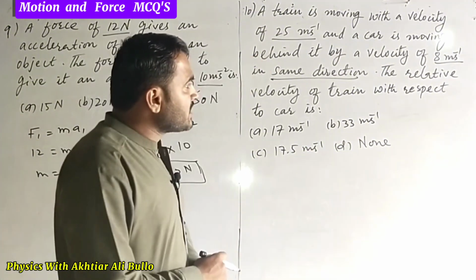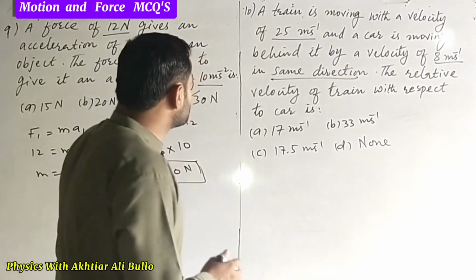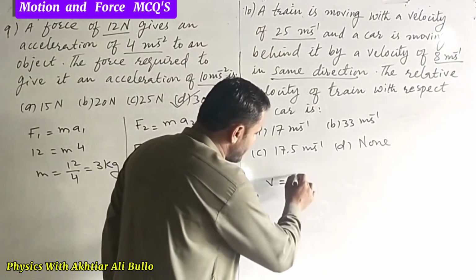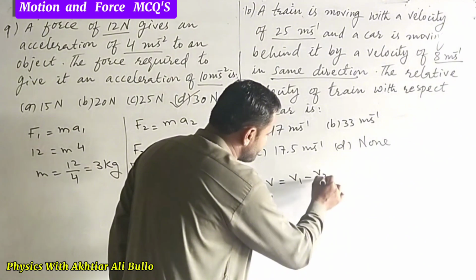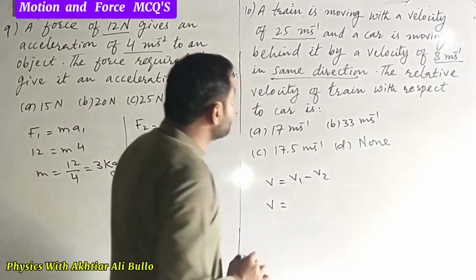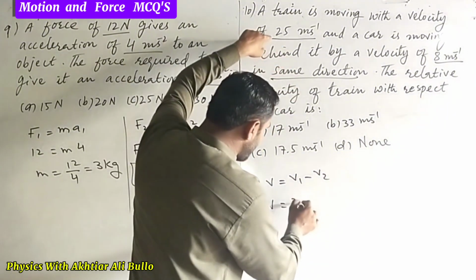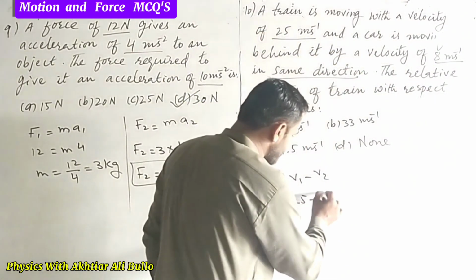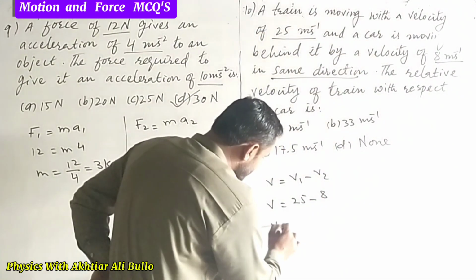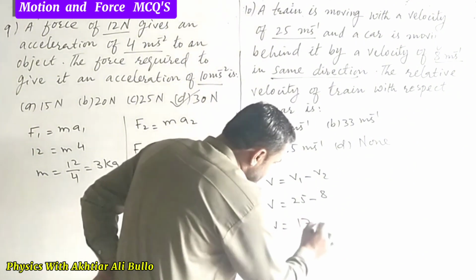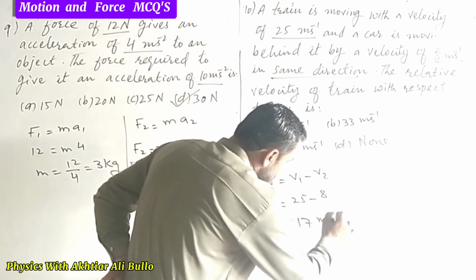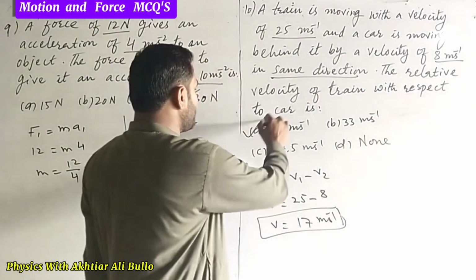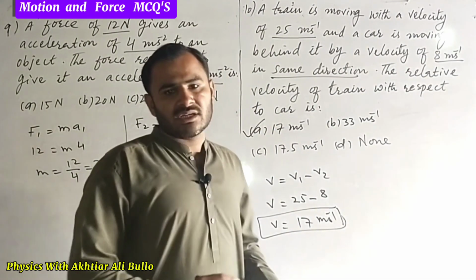As car and train are moving in the same direction, to calculate relative velocity in this condition we will use the formula V is equal to V1 minus V2. So V1 is 25 and V2 is 8 meter per second. So their relative velocity will be equal to 17 meter per second. So the correct option is A, 17 meter per second.